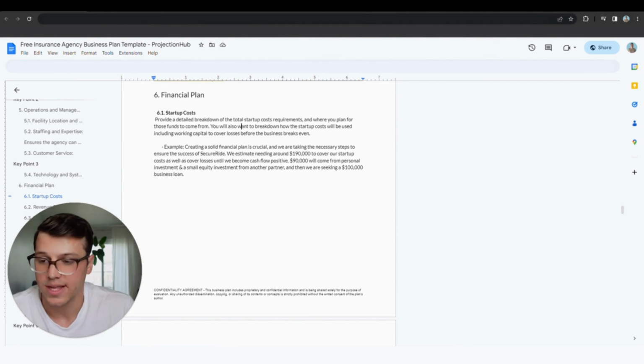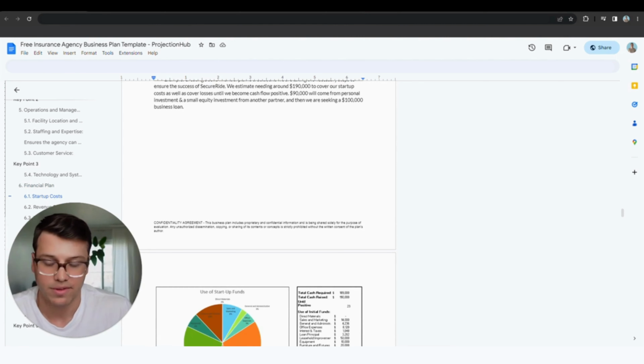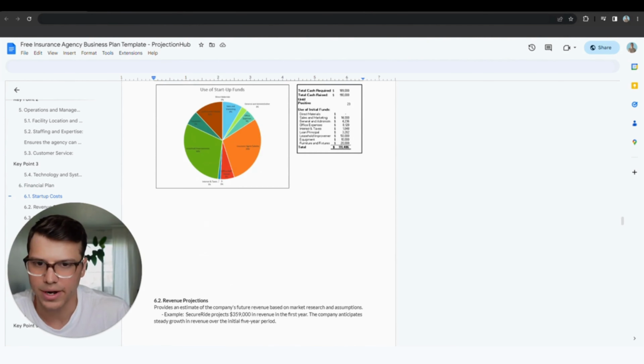What sources do you anticipate that coming from? Whether that's personal investment or you have a small investor or you're seeking financing from different lenders. Got a nice little breakdown.